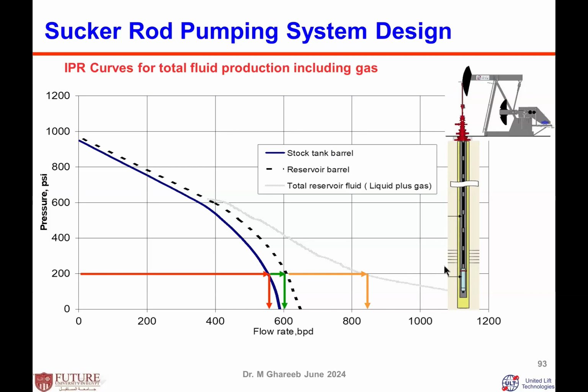Then if there is gas and you are able to eliminate the gas entering the pump, the volume will decrease until, if you are able to eliminate all the gas, you reach only 600 barrels per day.